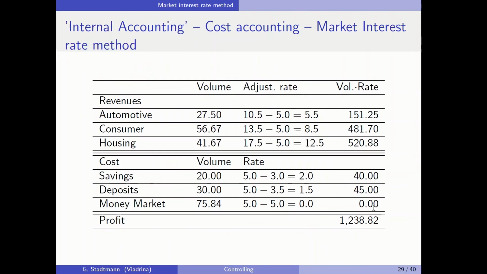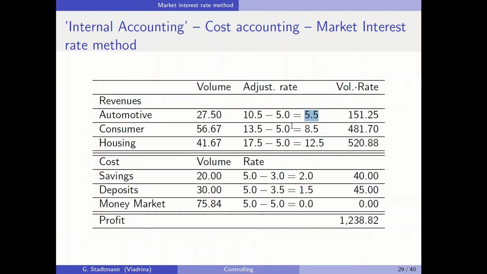Let's do so. For example, the automotive credit interest rate is 10.5%. We subtract the money market rate of 5%, and then we get the profitability of the automotive credit market as 5.5%.